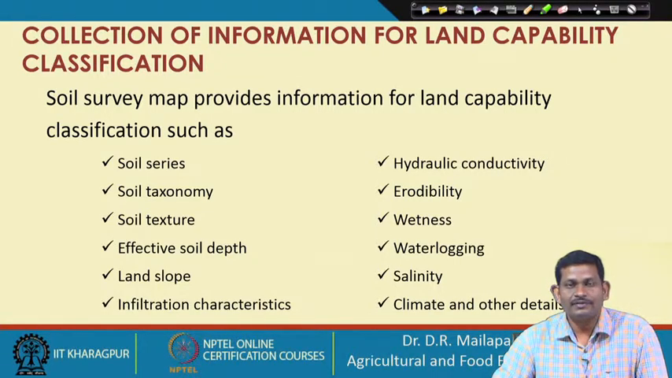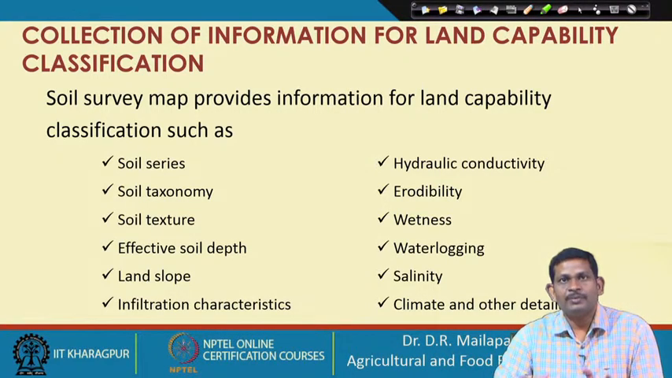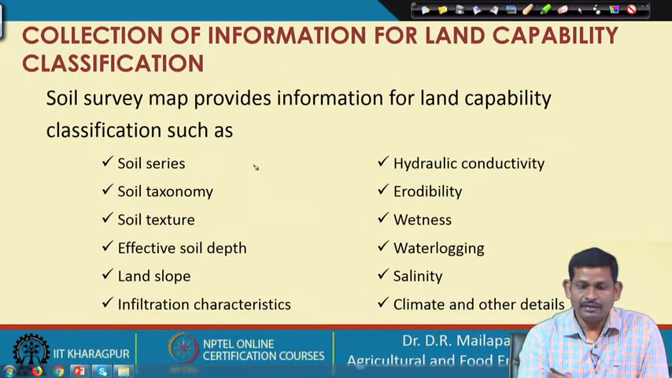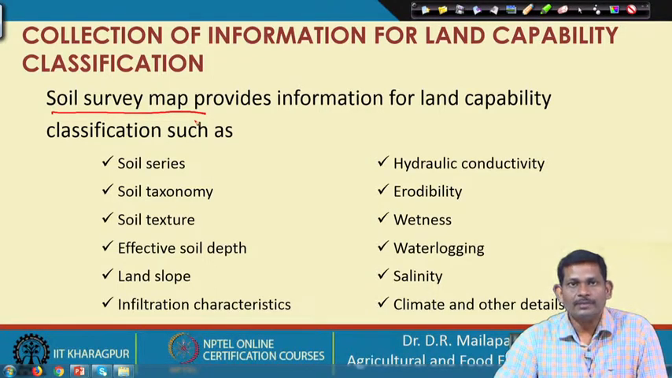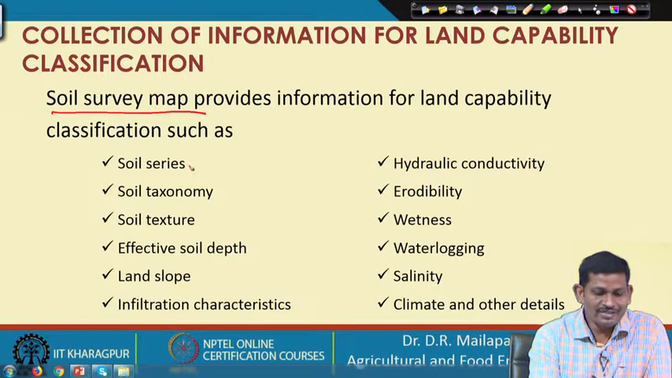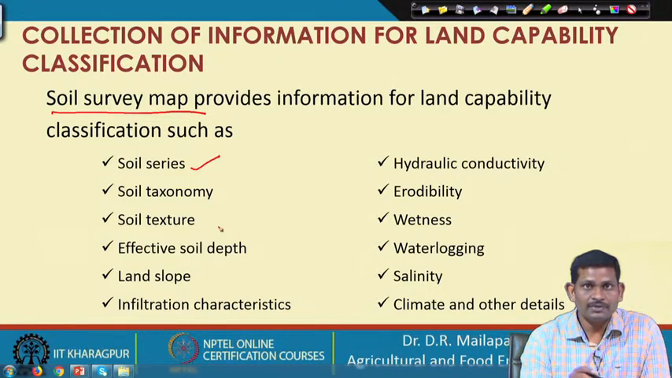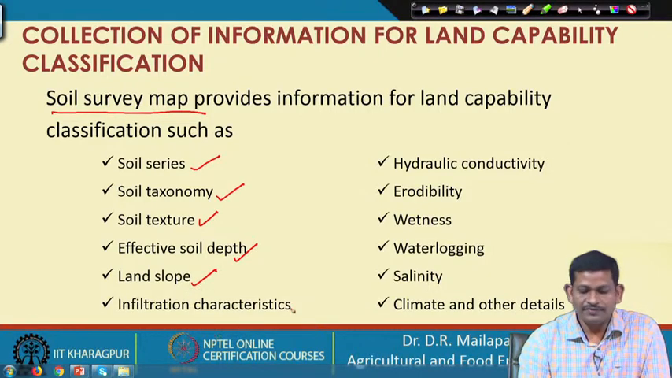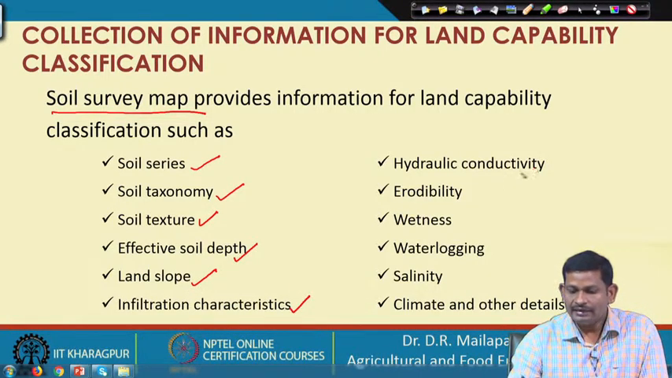What kind of information is really required to classify the land, so that we can put a particular land under class 1, class 2, class 3, something like that? Here the information we require is the soil survey. Basically this is very important, the soil survey map. That provides information for land capability classification, such as soil series, which you can also get from a soil survey, and soil taxonomy, and then texture, effective soil depth, land slope, infiltration characteristics of the particular land, and then hydraulic conductivity, erodibility, and wetness.